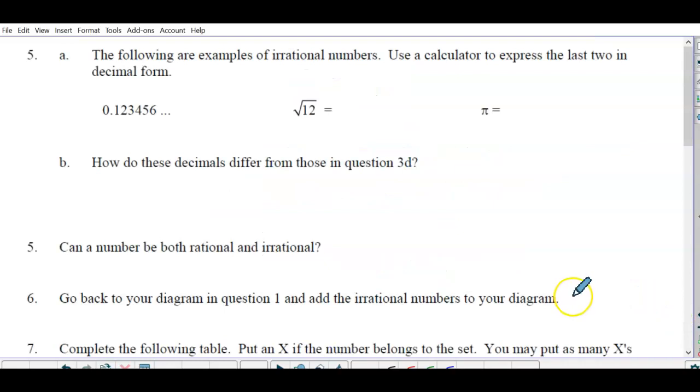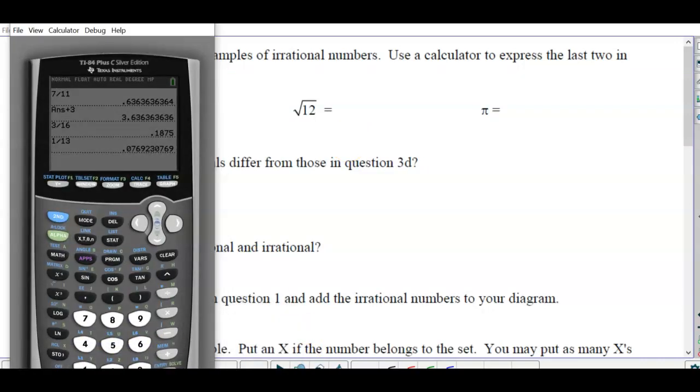Question 5, the following are examples of irrational numbers. Use a calculator to express the last 2 in decimal form. You can see there is a pattern, but it's not repeating. And we have dot, dot, dot, so we don't know what comes next. We can't assume anything because there's no pattern to know what's going to repeat. So we have to assume that it's not repeating. And then root 12.